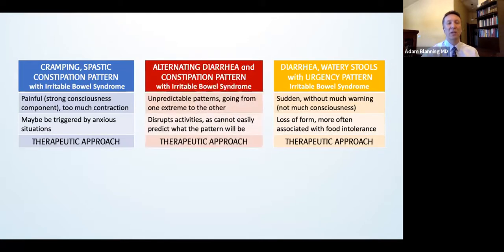And then there can be, in the middle, the alternating pattern of diarrhea and constipation, where there may be a week of constipation, and then a week of very loose stools. It can be hard to know where anything is going to be at a particular time. It's hard to plan ahead, and this can be very disruptive for activities.